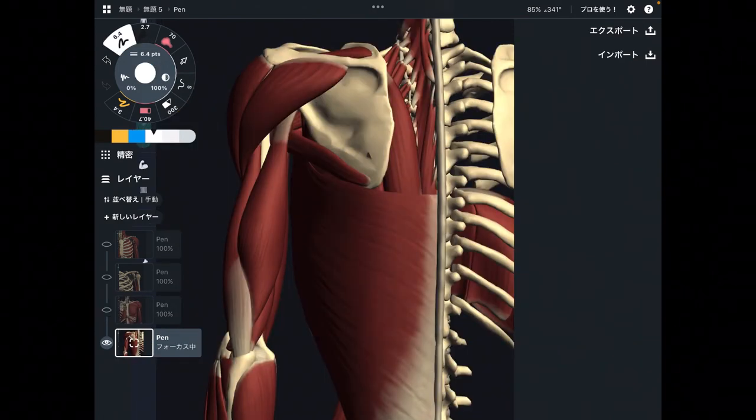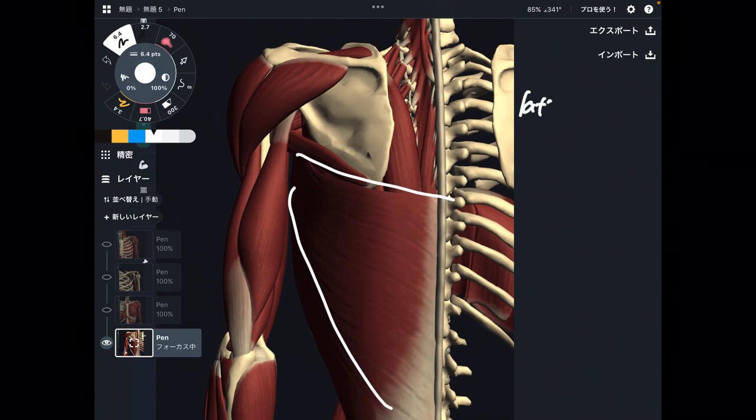Okay, one more strong shoulder adductor, which is this one. This is latissimus dorsi. Latissimus dorsi. This is a strong adductor, like pectoralis major. This is the back part of the body. For the front part of the body, it's pectoralis major. Two strong shoulder adductors, okay?